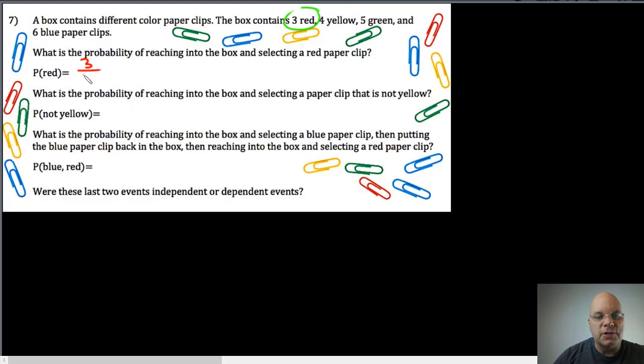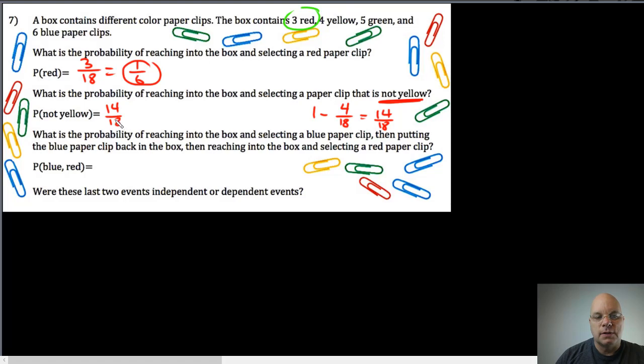3 favorable outcomes, 18 possible outcomes. That simplifies to a probability of 1/6. What is the probability of reaching into the box and selecting a paperclip that is not yellow? I'm going to use the same idea we used on the last problem and think about complementary events. The probability of selecting a yellow paperclip is 4/18. So the probability of selecting a paperclip that is not yellow must be 1 minus 4/18 or 14/18.